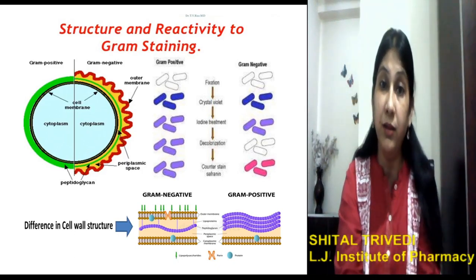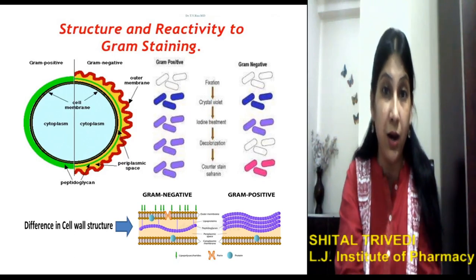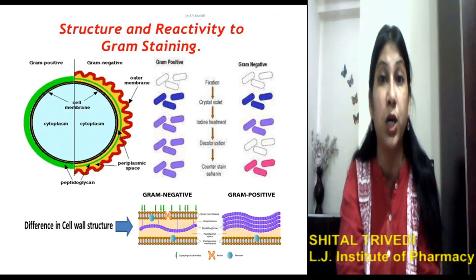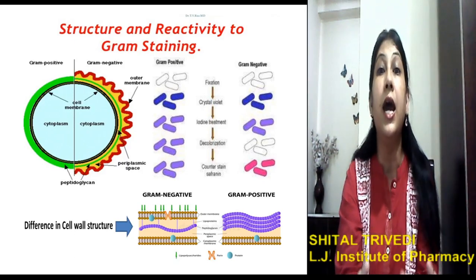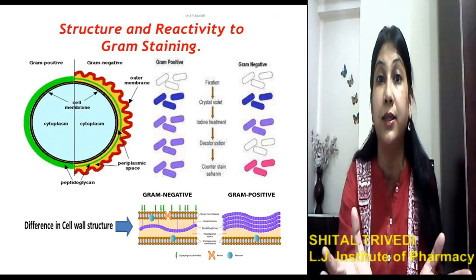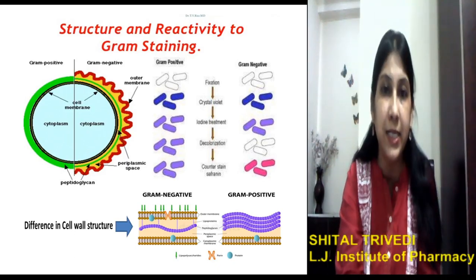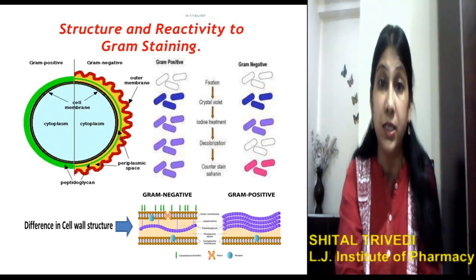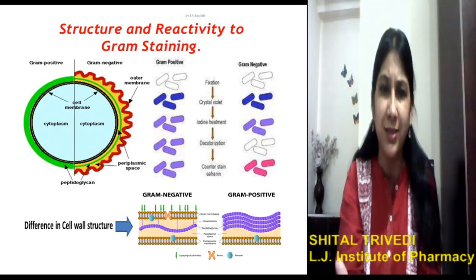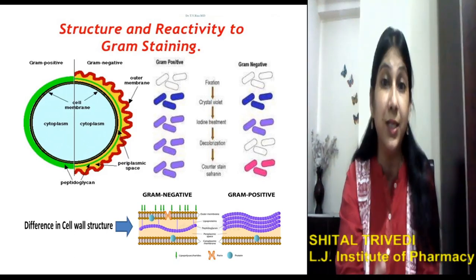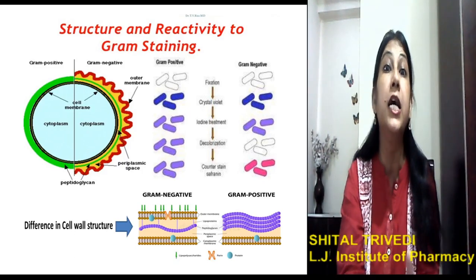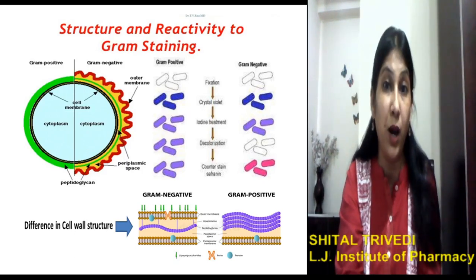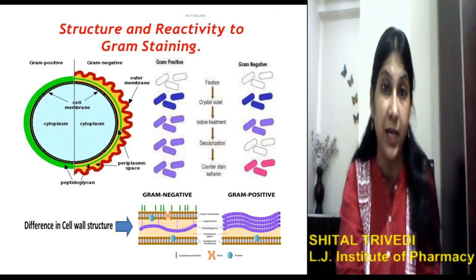When the specimen is treated with iodine, it forms a complex with the crystal violet that is bound to the microorganisms. This crystal violet iodine complex is less water soluble than crystal violet, and it is larger in size. So this complex enhances the affinity of the stain with the microorganisms, and it also prevents leaching of the crystal violet when it is treated with the decolorizer.